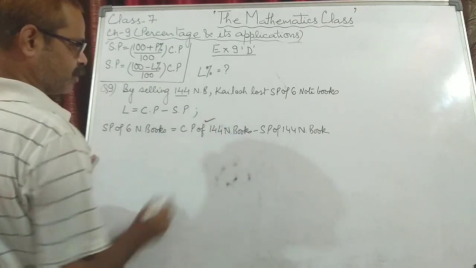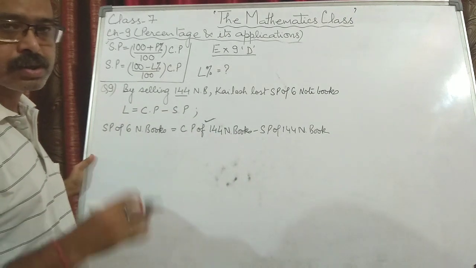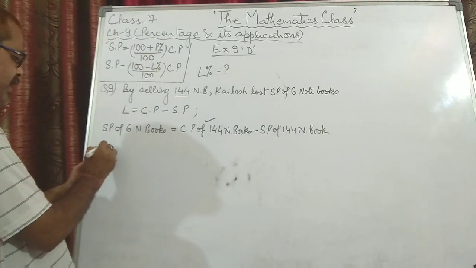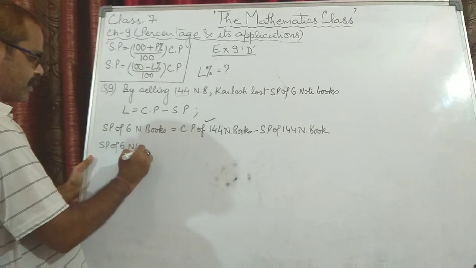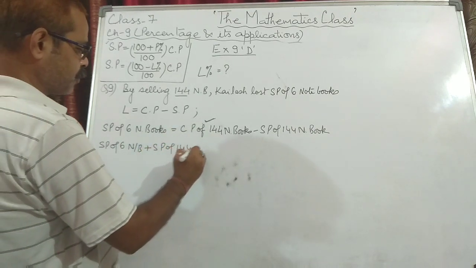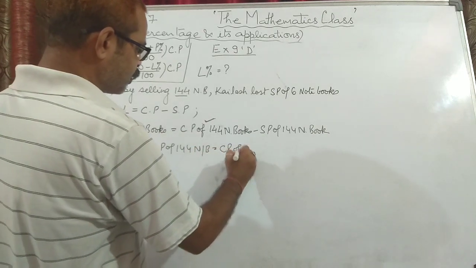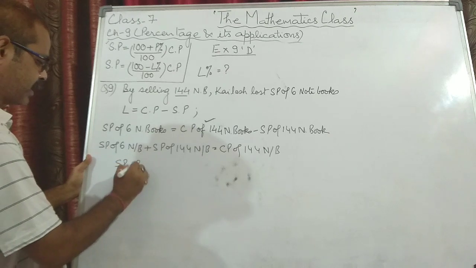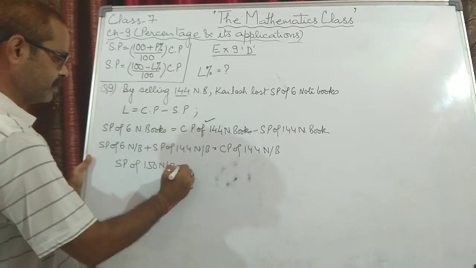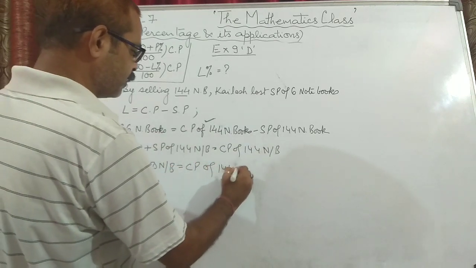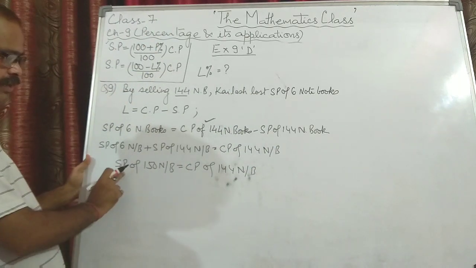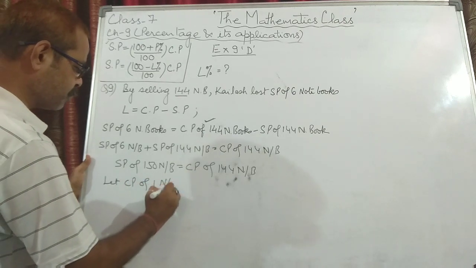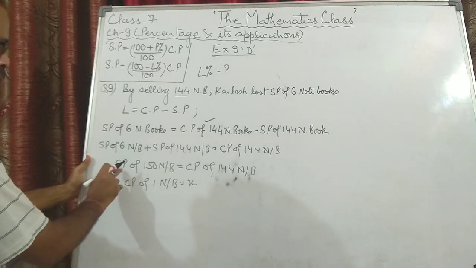Now this can be calculated on cost price, because we always calculate profit and loss on cost price. So we will calculate cost price of 144 notebooks. This will come to this side. It means selling price of 6 notebooks plus selling price of 144 notebooks is equal to cost price of 144 notebooks. Now the question, 6 notebooks and 144 notebooks means selling price of 150 notebooks. This has been given equal to cost price of 144 notebooks. We got a relation between selling price and cost price. Now we will assume, let cost price of one notebook be rupees X, and we have to calculate on 150.